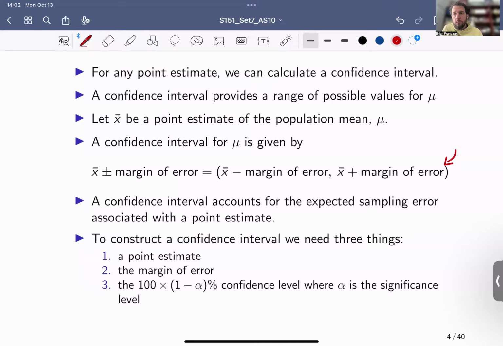In general, there are three things we need to build a confidence interval. We need the point estimate, which we can compute. We've actually already learned how to compute X bar. It's the sample mean. We need the margin of error, so we have to learn how to compute that. And then we need what is called the confidence level, which is usually actually just specified. So that's not something that we have to compute.